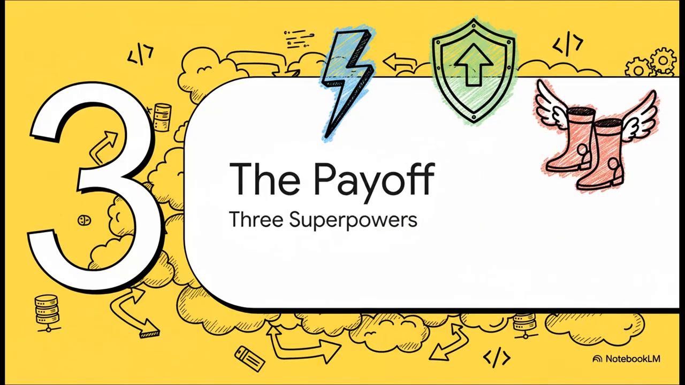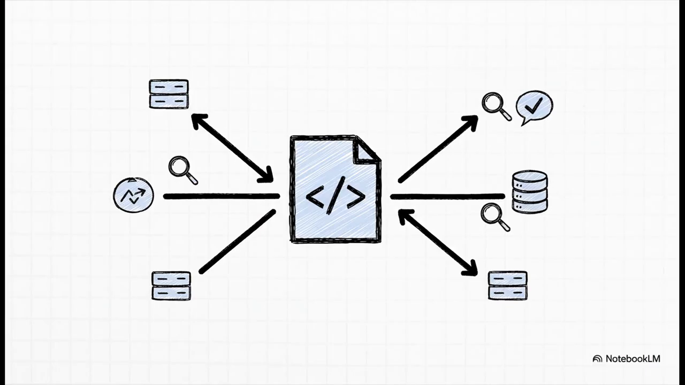Okay, so we've seen how it all works, but the real question is, why is this so important? What's the big payoff? Well, this is the fun part. I like to think of CloudFormation as giving you and your team 3 incredible superpowers. Superpower number 1 is total control.